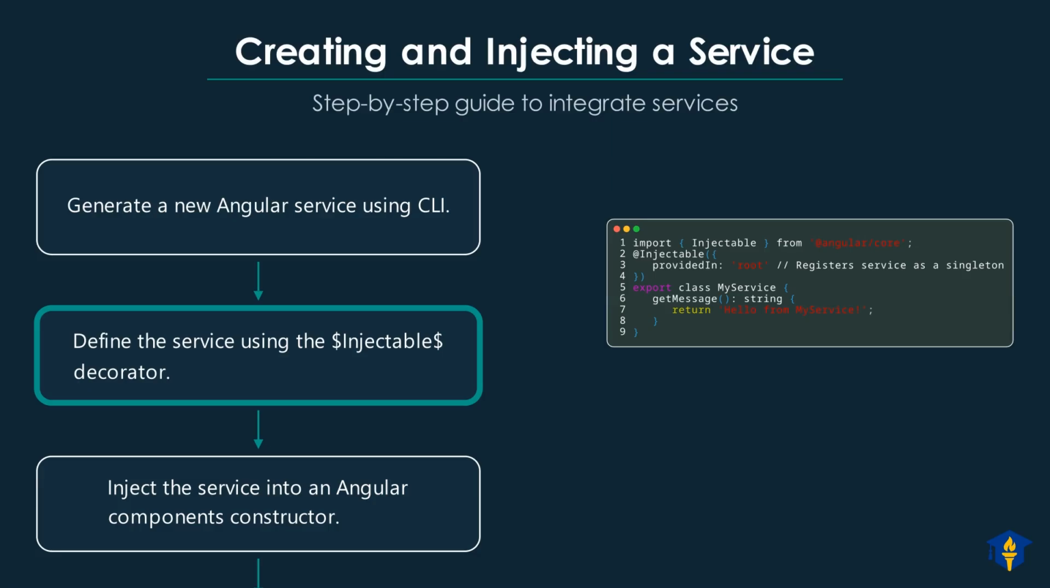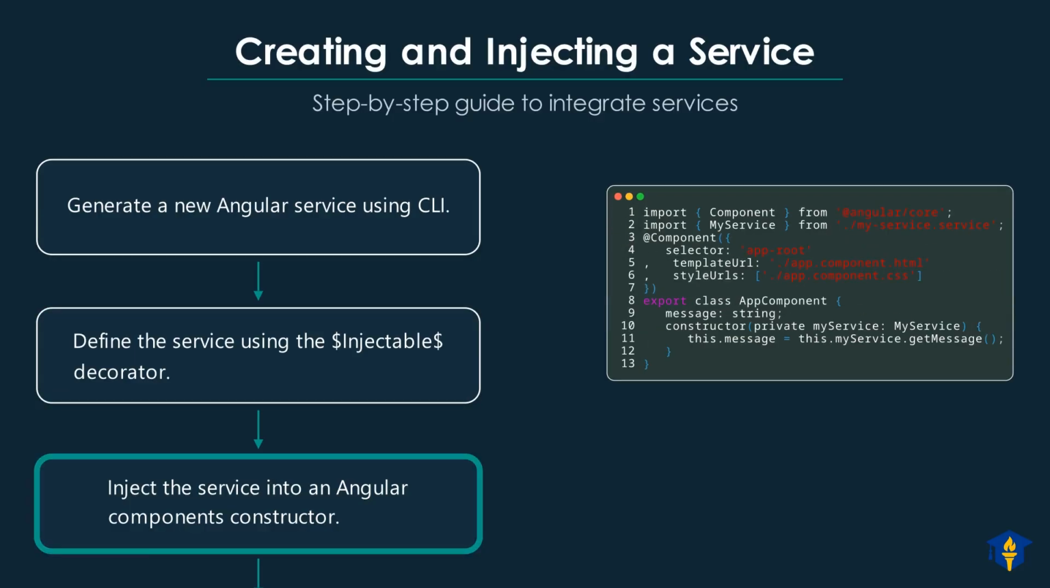Then, you define the service using the Injectable decorator, marking it as injectable. This code shows the basic structure of a service, including the providedIn root option. Next, you inject the service into an Angular component's constructor, allowing the component to use it. This example demonstrates how to declare and initialize the service within your component for immediate use.